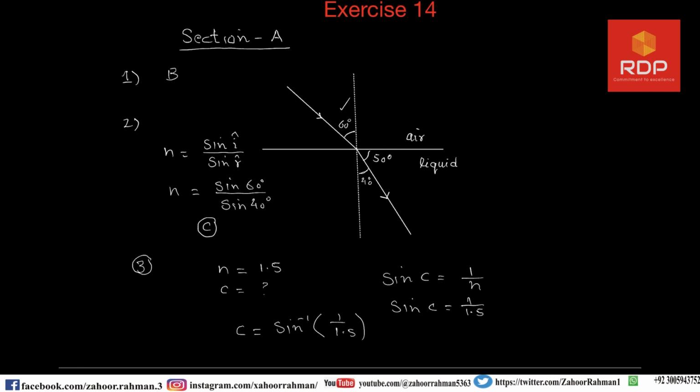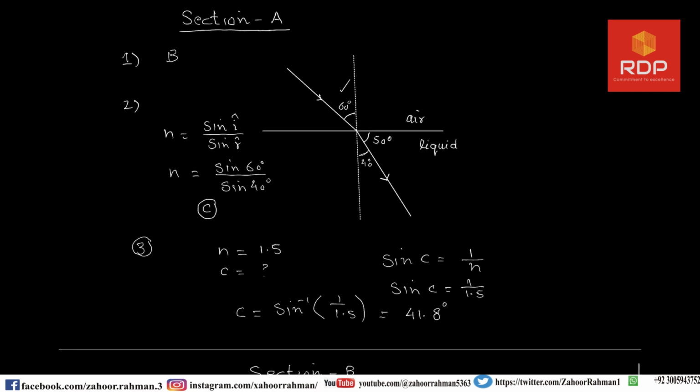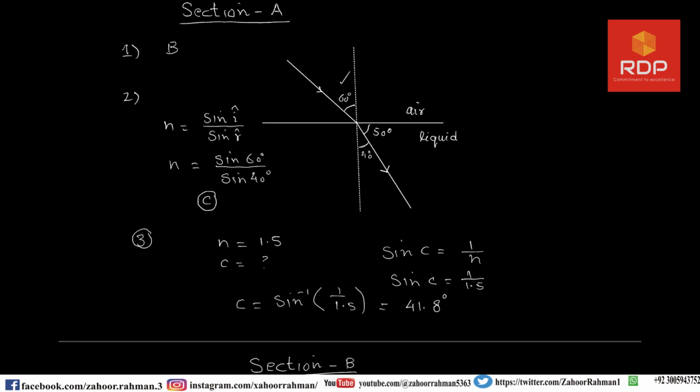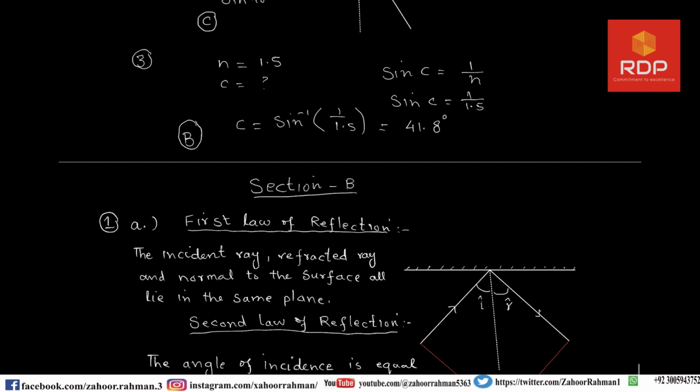Now at this particular juncture, the calculator must be in action, and the answer we are getting from the calculator is 41.8. So it means option B is the correct one, because they have given us B as 42 degrees. So this is the correct option.